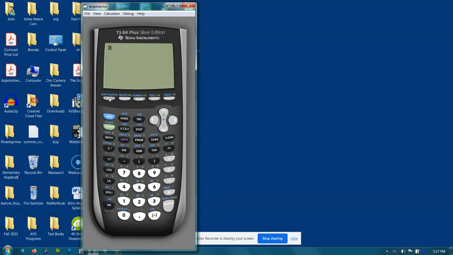So the first thing I need to do is enter the function into my calculator. I'm going to press Y= at the top left, and I want to clear off what was there before. So entering in x squared plus 5x plus 7. All right, so I've got my function in my calculator.